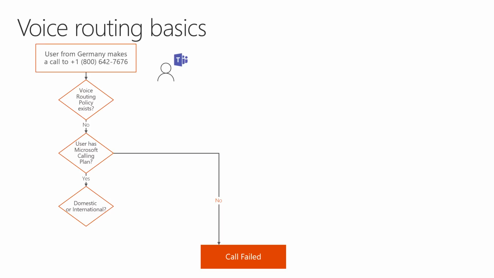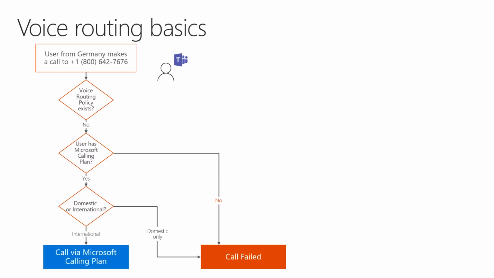If there is a calling plan assigned to the user, then the system will check, is this a domestic or international calling plan? If it's domestic only, this call will fail again. Why? Because this is a German user and the call to +1 is a call to the US. So this would be an international call for this user and this call will fail. If the user has an international calling plan, then this call will flow via the Microsoft calling plan.